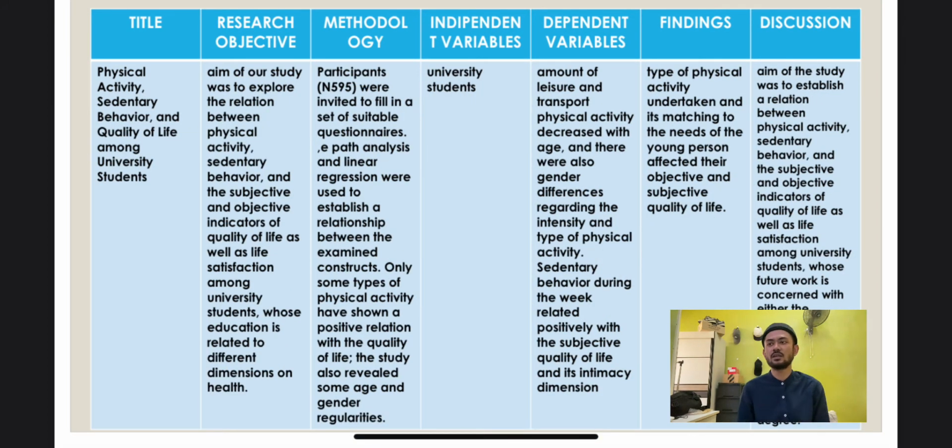And number 3, the title is Physical Activity, Sedentary Behavior and Quality of Life among university students. The aim of this study was to explore the relation between physical activity, sedentary behavior, and the subjective and objective indicators of quality of life among university students.